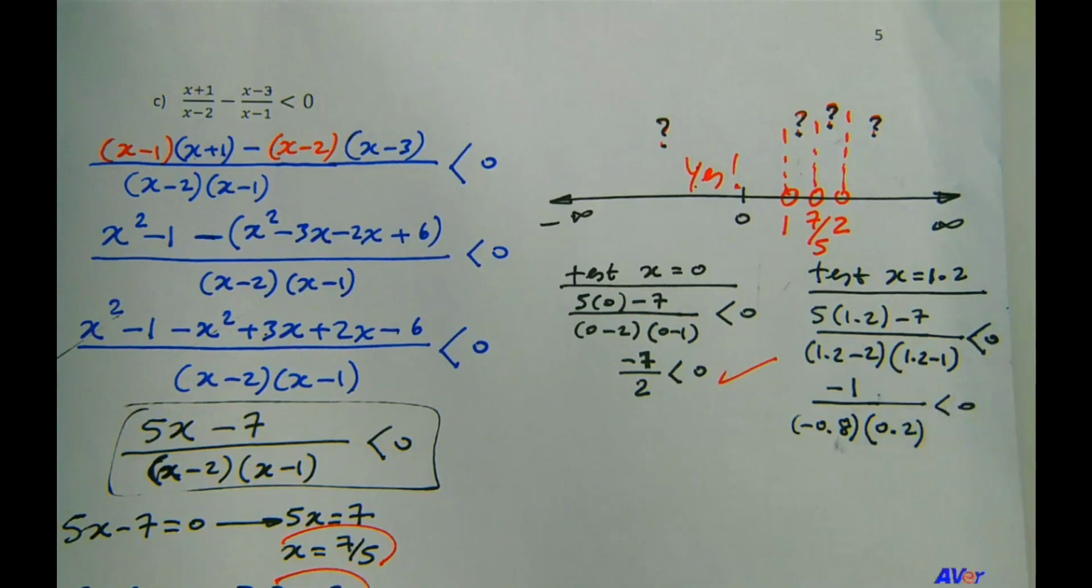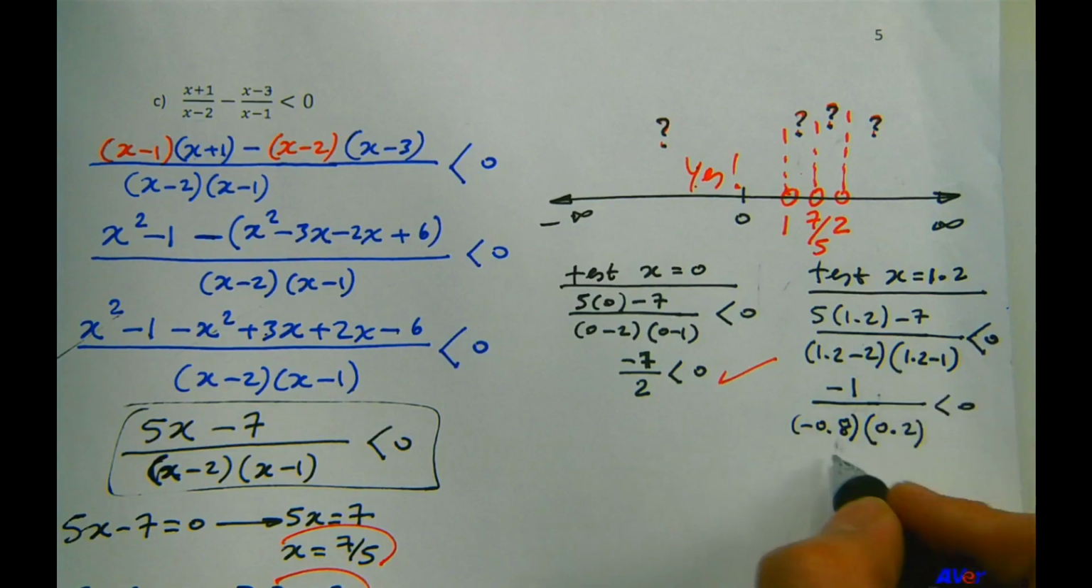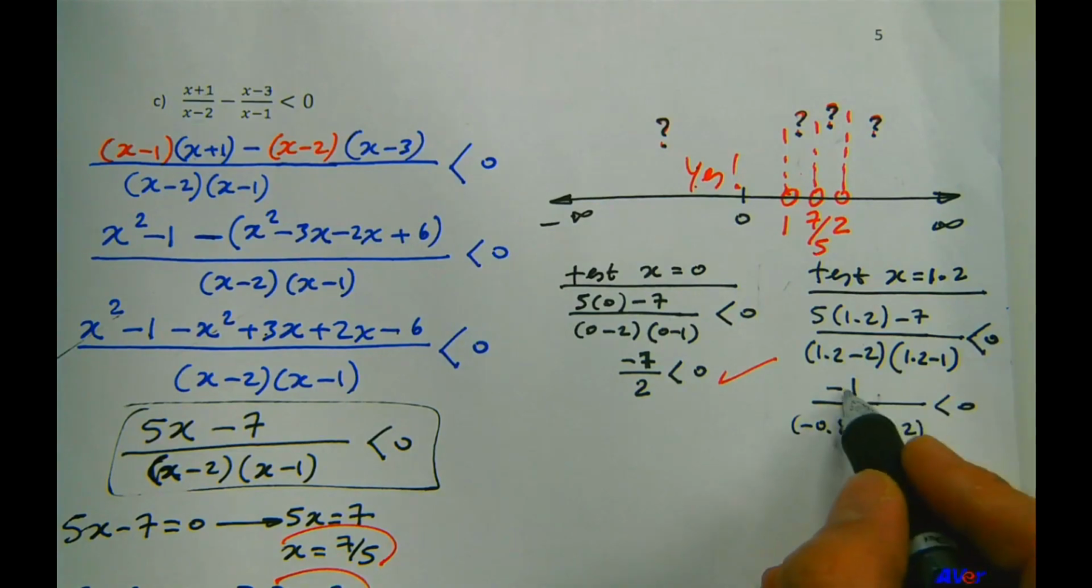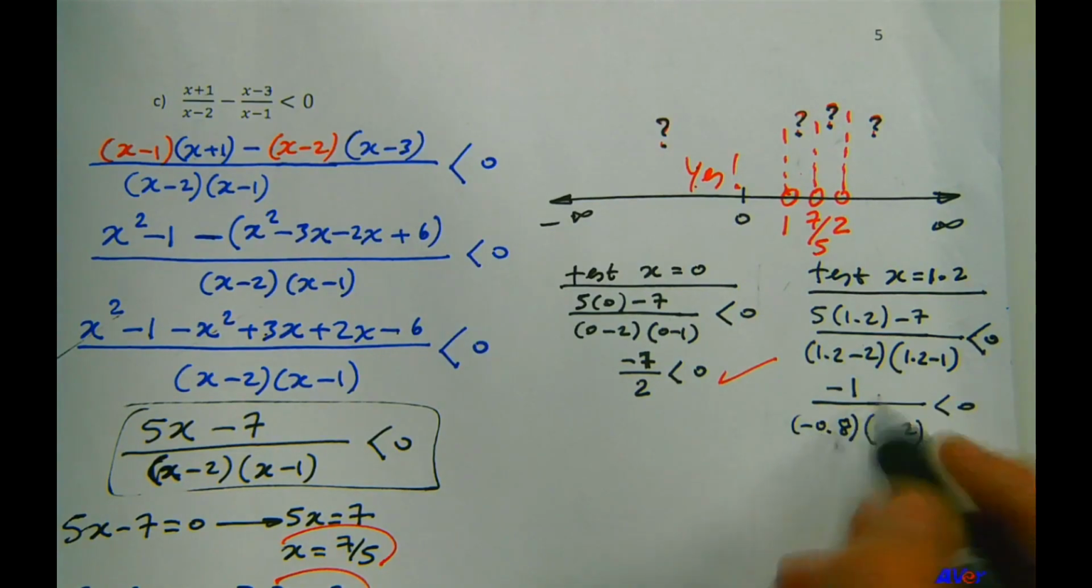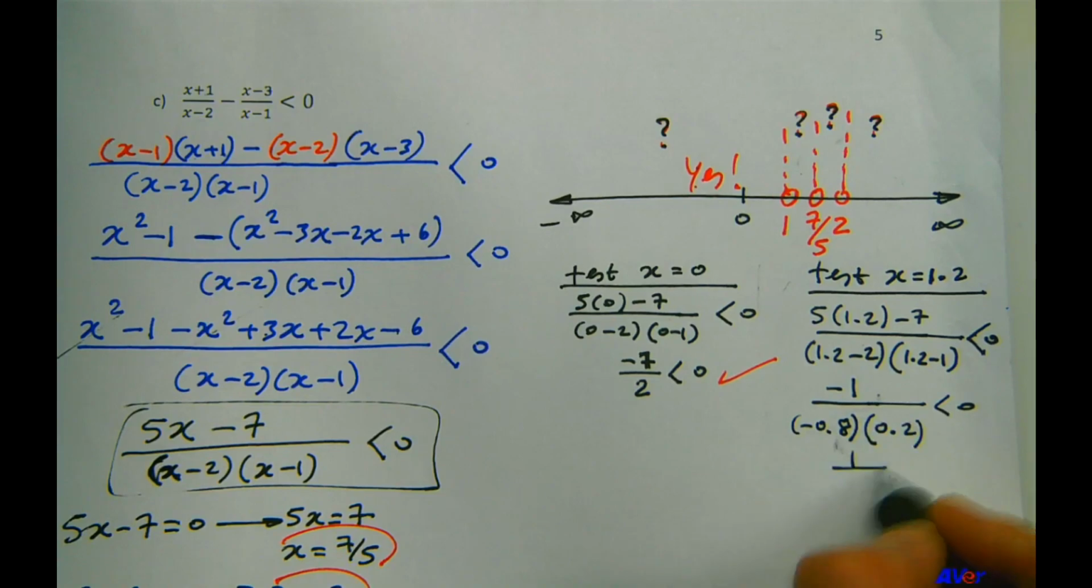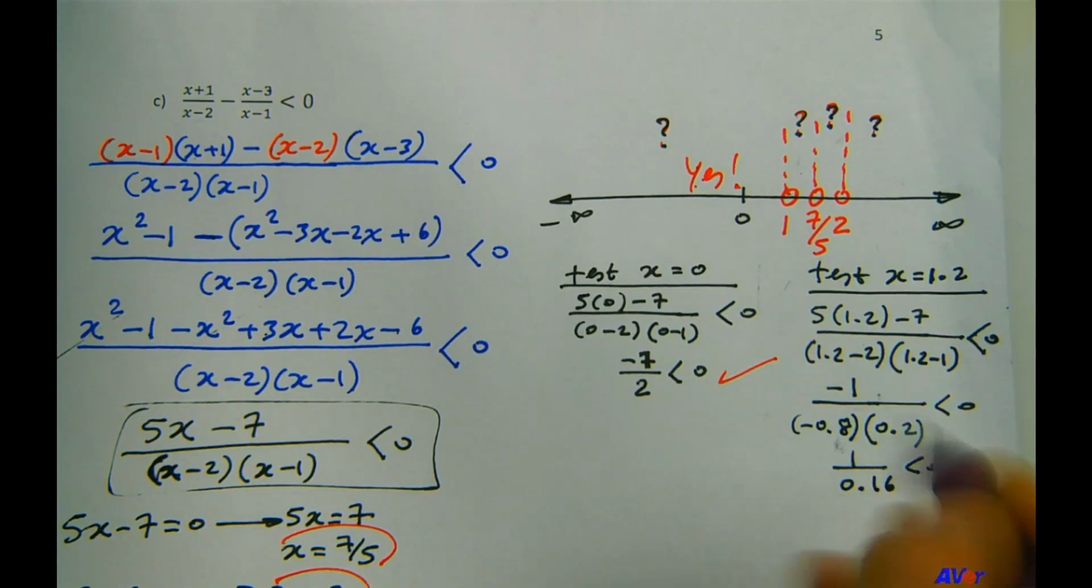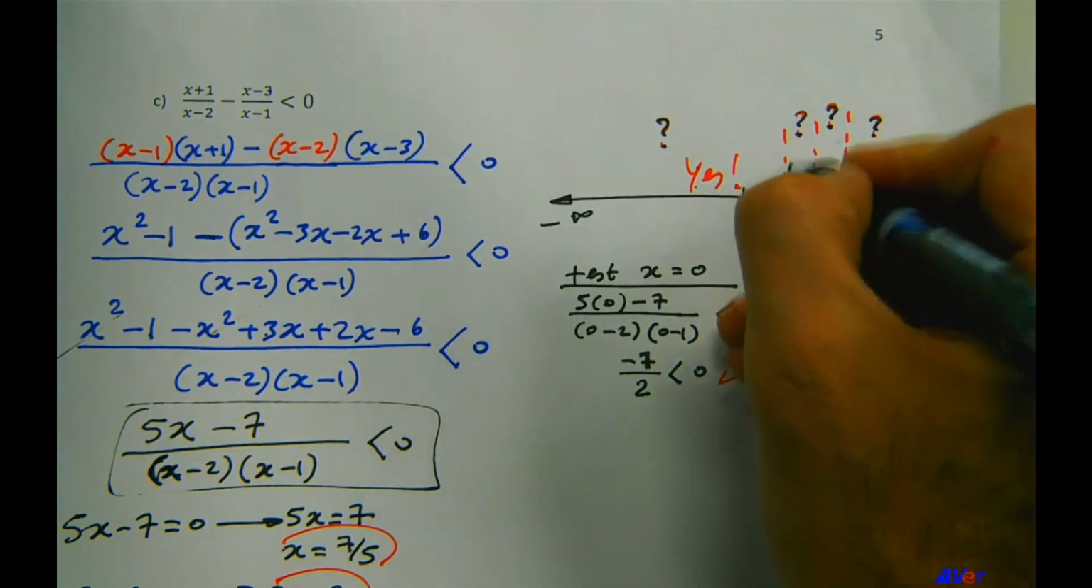So the denominator is going to be 0.16. I'm testing it here, so yes. So this will be positive, right? Minus divided by minus is positive, 1 over 0.16. Is the positive number less than 0? No. So right here, we write no.